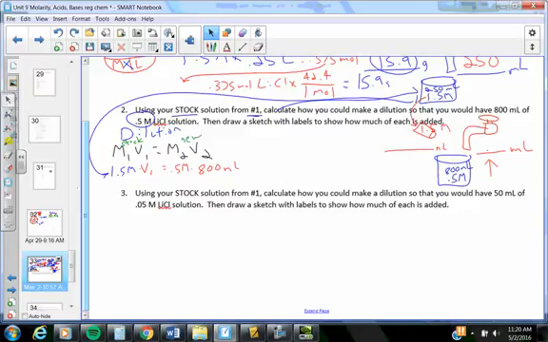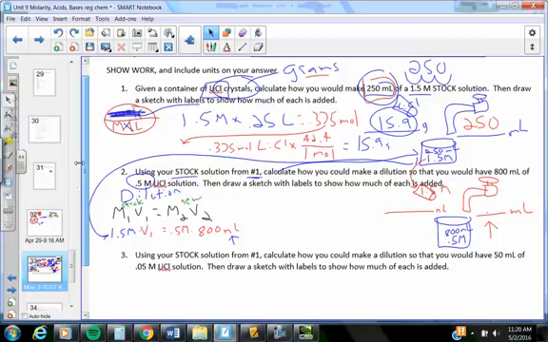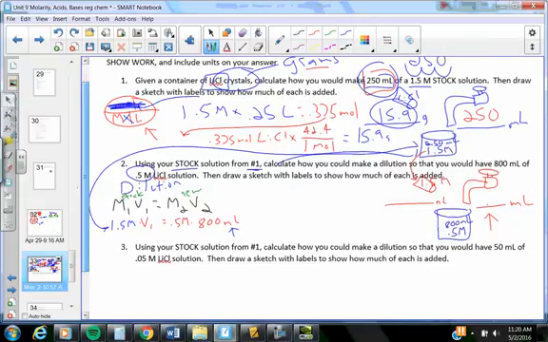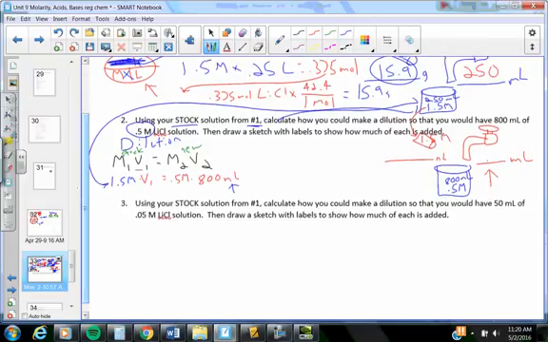Somebody last hour said, Mr. K, how come you use milliliters here, but last time you used liters? Up in this one, I had no choice. The formula says liters, you're stuck with liters. That's by definition. But down here it says M1V1 equals M2V2. It doesn't care what your volume is. You can have it in whatever. Just realize that if you start with milliliters, you're going to be figuring out milliliters.